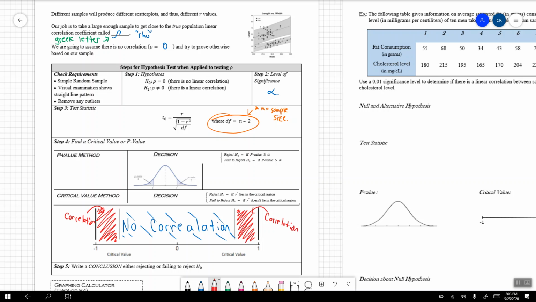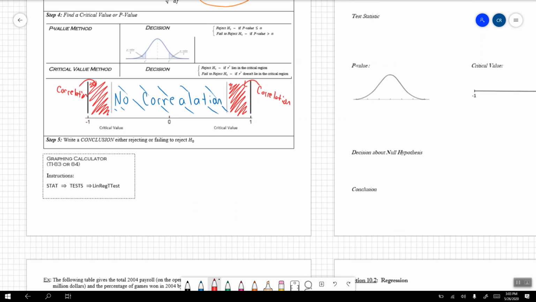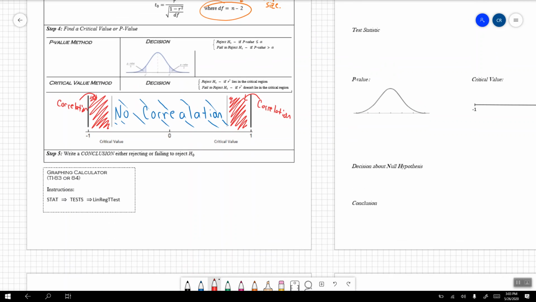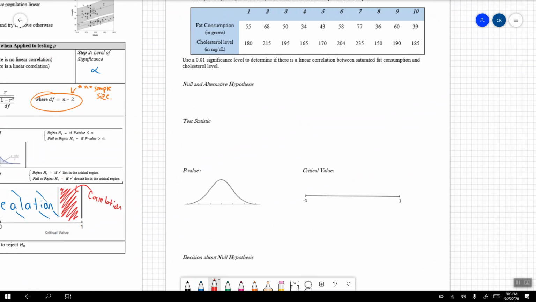And again, depending on where it falls, if it falls on the right region, then there's a positive correlation. If it falls in the leftmost region, then there is a negative correlation. Nonetheless, as long as we fall in that shaded region, we will be looking to reject. All right, so that's going to be awesome, and that's going to be stuff that we then need to know and we then need to see. All right, so that's going to be good.